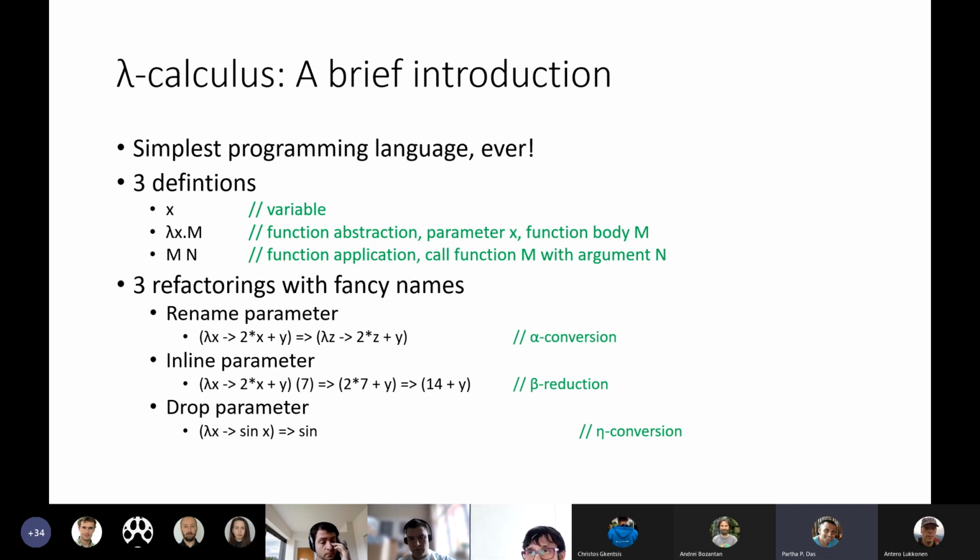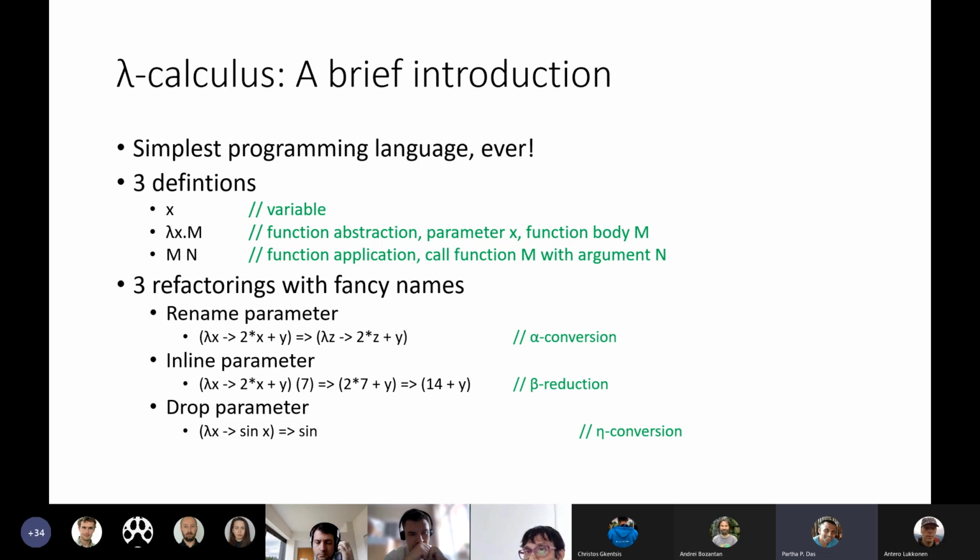Inline parameter: technically this is not a refactoring in Visual Studio, but you get the idea. It's like inline variable. So if you have lambda x with 2x plus y, and you're calling it with 7, what you can do is, in the body of the function, wherever x was there, replace it with 7. With beta reduction, if you beta reduce the lambda term on the left with 7, 14 plus y is what you get. So you can see why it's called reduction and not conversion.